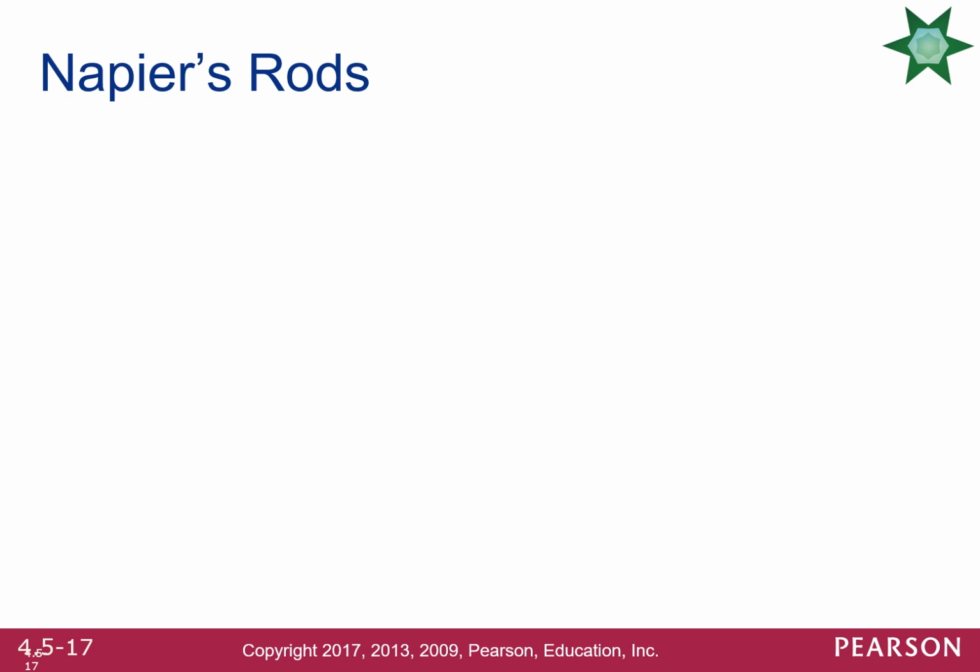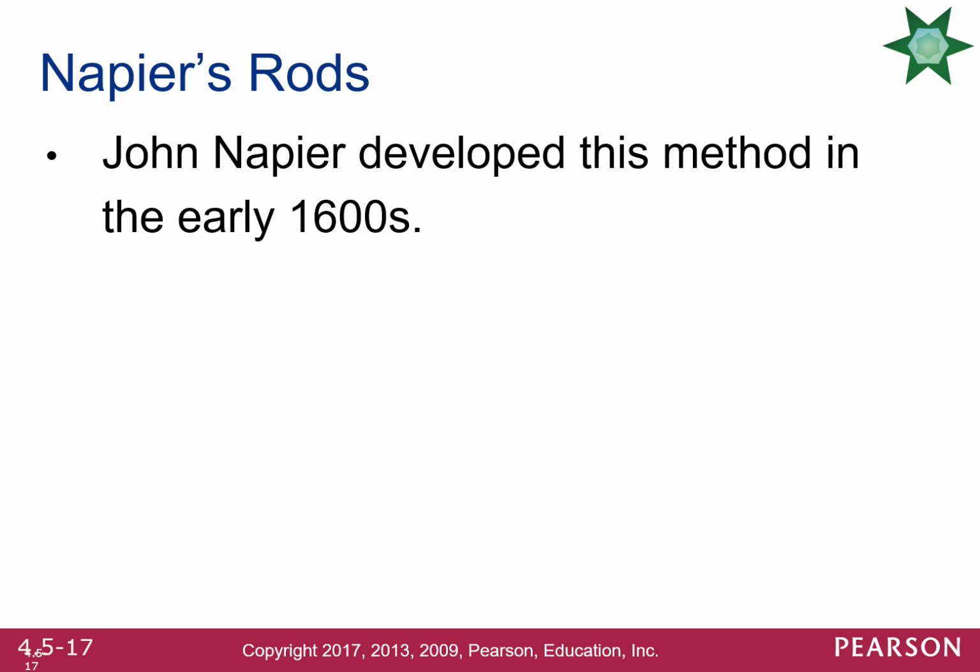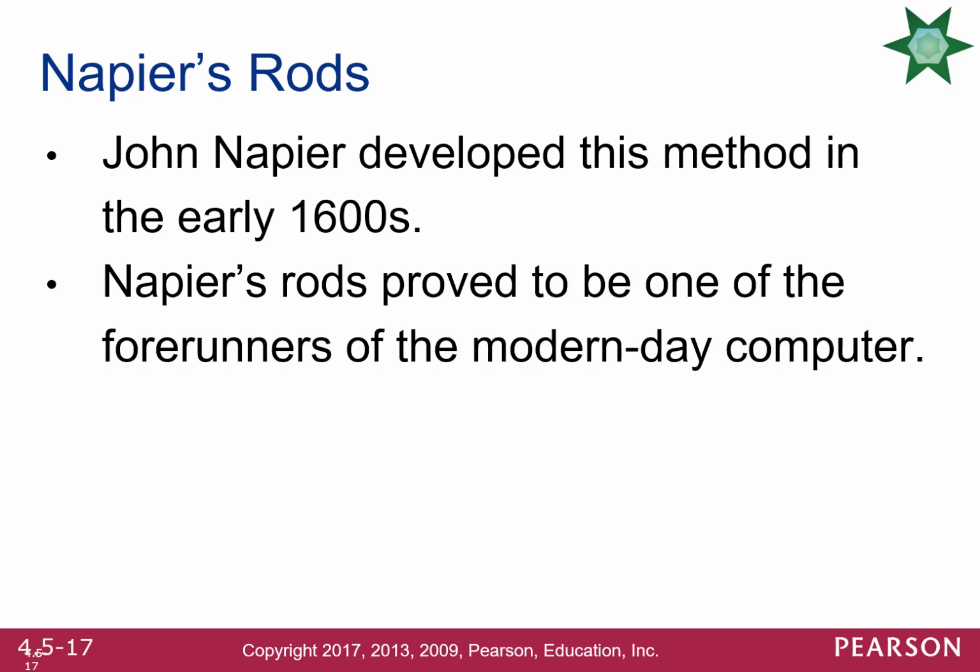Now we learn about Napier's rods. John Napier was an early mathematician who made a lot of contribution in the field of mathematics. He developed the method of multiplication using Napier's rods way back in the 600s. Napier's rods proved to be one of the forerunners of the modern day computer. So even though these are outdated methods of multiplication, they still find application in today's world of mathematics, right?